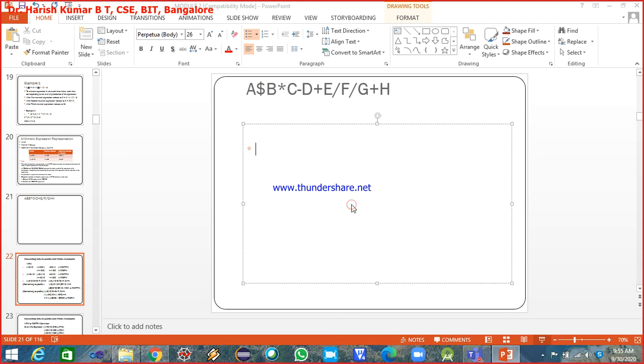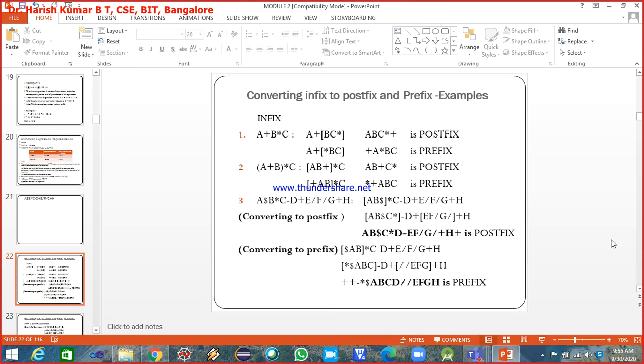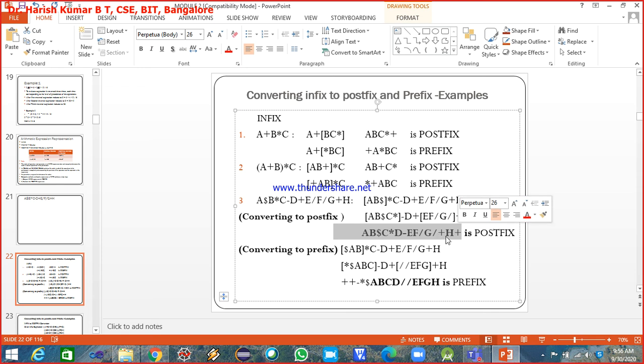Excuse me, sir. Yeah, tell me. If in this question the two slashes are coming before E F G, then in the previous question the two slashes should be after E F G, no? In which one? In the postfix? No, see, postfix, I have the answer here. I solved it, I think you people have written it, and this is the answer for the prefix.